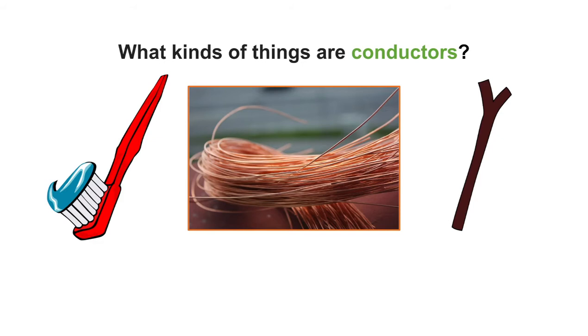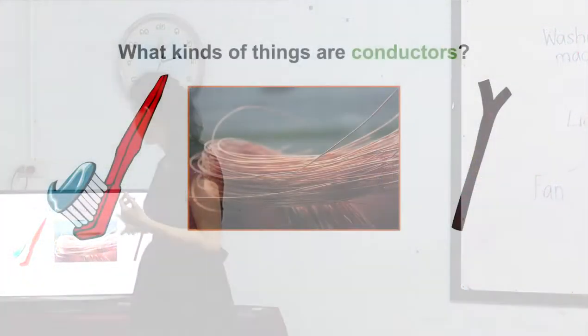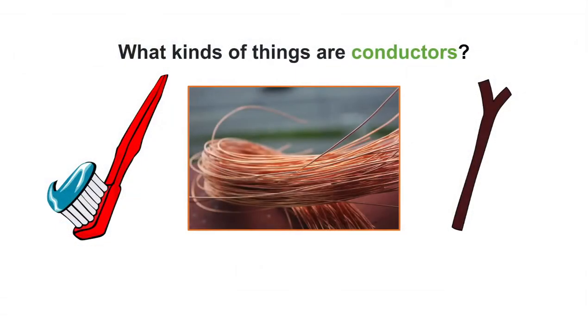So we have a toothbrush, wire, and a stick. What do you think is the conductor? What's going to move that electricity through it? Yeah, what do you think? Is it going to be the wire, the toothbrush, or the stick?